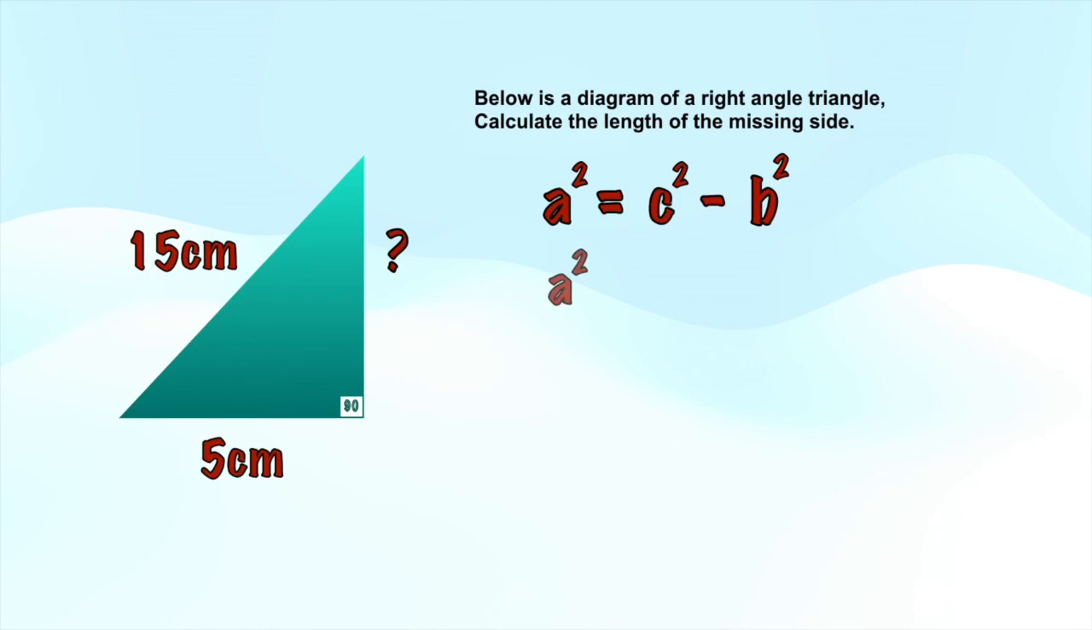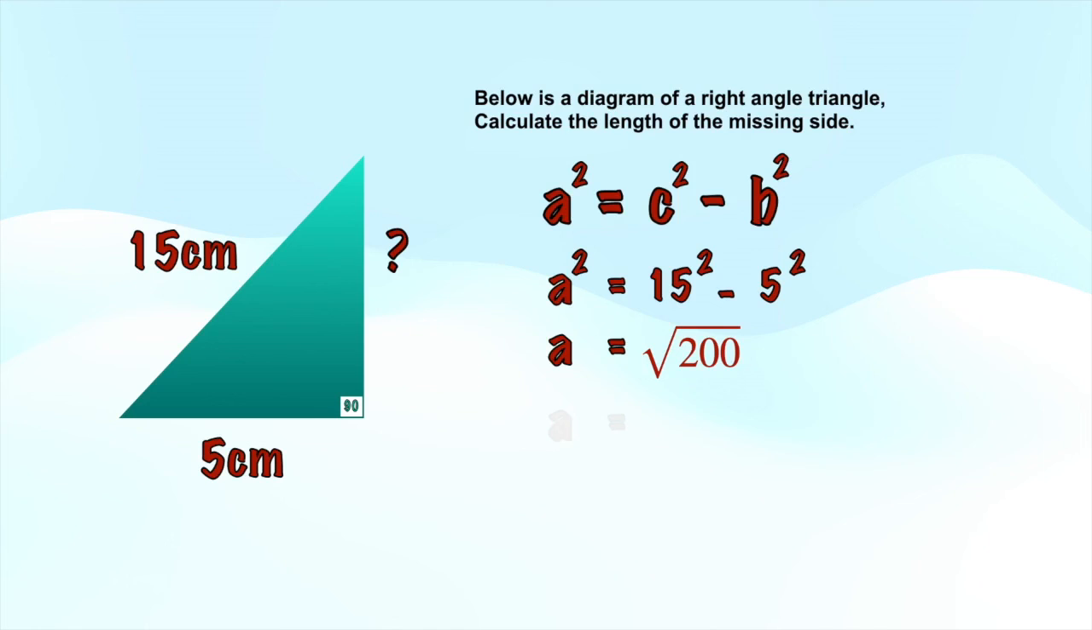Since we have our values for C and B, we can go ahead and substitute. C would be 15, so 15 centimeters squared minus B, which is 5 centimeters squared. So 15 centimeters squared minus 5 centimeters squared would give us square root of 200. And that would approximately equal 14.14 centimeters. And that is our missing length A.